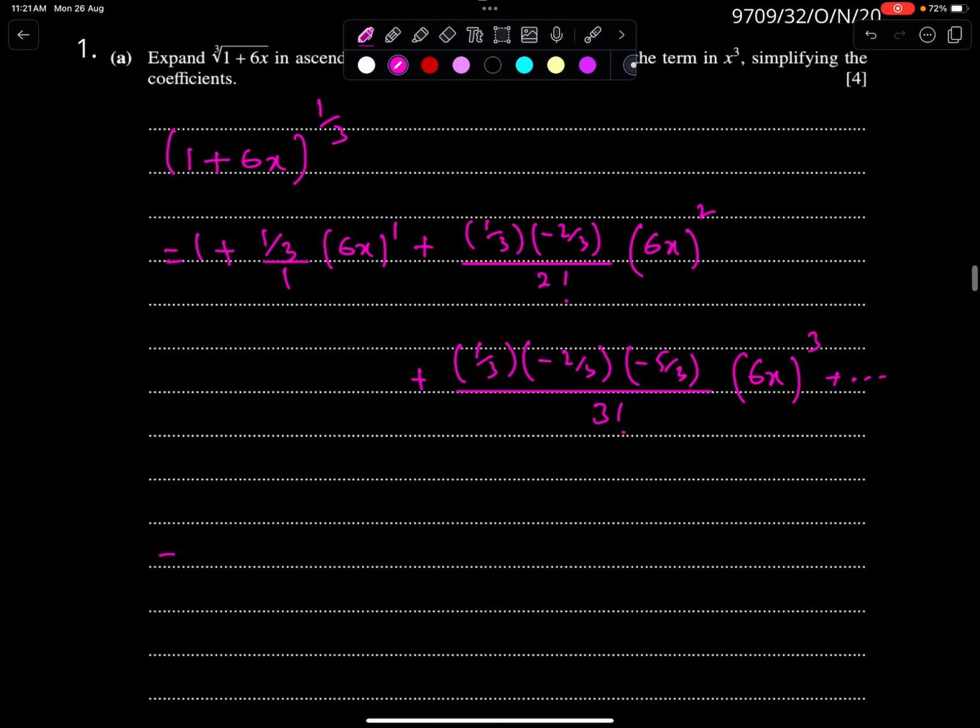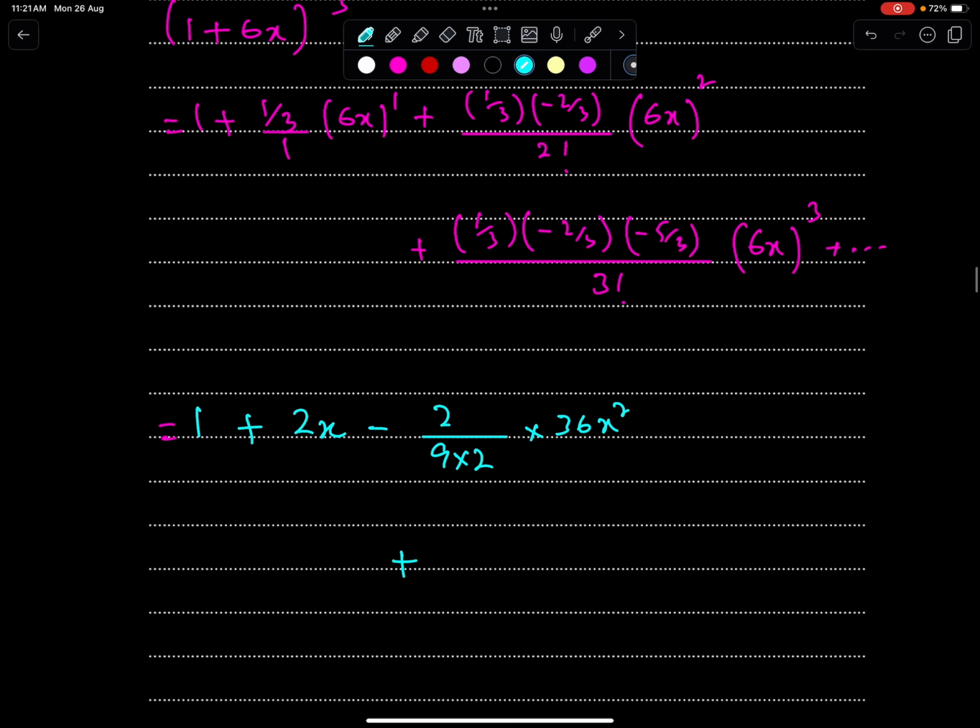Now we need to simplify this. 1 upon 3 6x. So this will become 2x. 1 upon 3 minus 2 upon 3 2. So minus 2 upon 9 times 2 factorial will become 2 times 36x square.